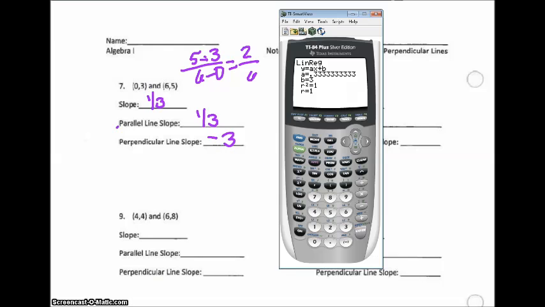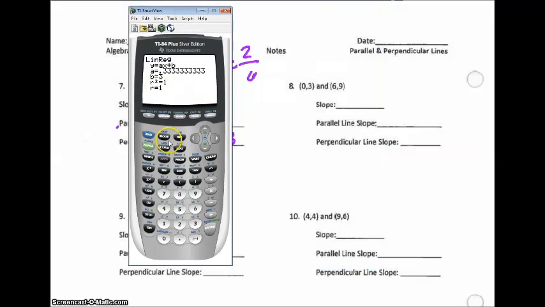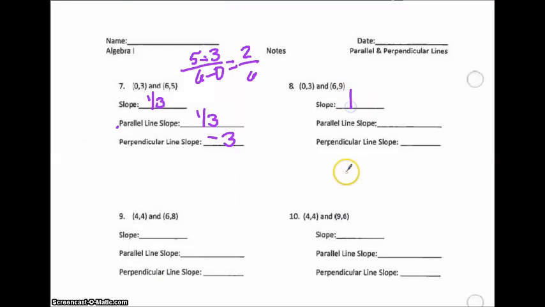So number 8, once again, you can either do your rise over run or you can go to Stat. If you go Stat, Edit, your X values are 0 and 6, and your Y values are 3 and 9. So then you would go Stat, Calc, 4, enter, and your slope is 1 because that's what your A is. So the slope is 1. If you're going to be parallel, your slope is still 1. If you're going to be perpendicular, you have to think of that as a fraction, 1/1. Change the sign so it's negative, flip the 1/1, and you still have 1.